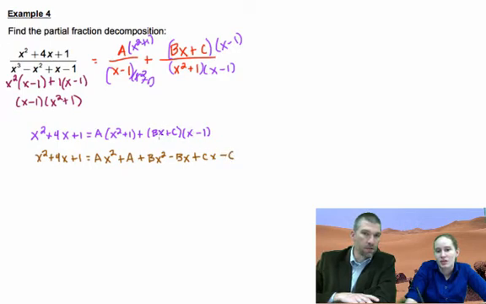Okay, looks good. Foiling may seem difficult. Just take it a step at a time. Bx times x would be bx squared. Bx times -1 is negative bx. C times x is cx. C times -1 is negative c.